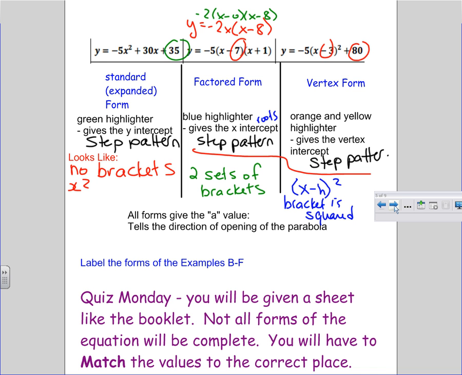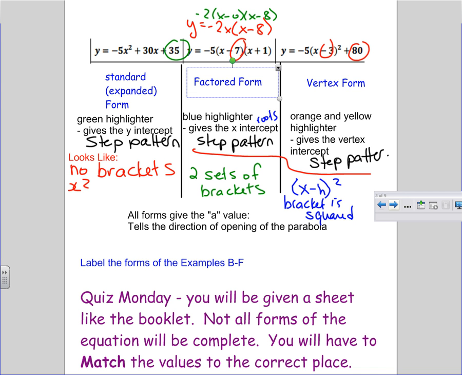Summarizing then, we looked at standard form, and we noticed that standard form tells us, this is the green highlighter, the y-intercept and the step pattern, and we'll look into step pattern tomorrow. We noticed it looks like that it has no brackets, and that it is in fact x squared as a term.